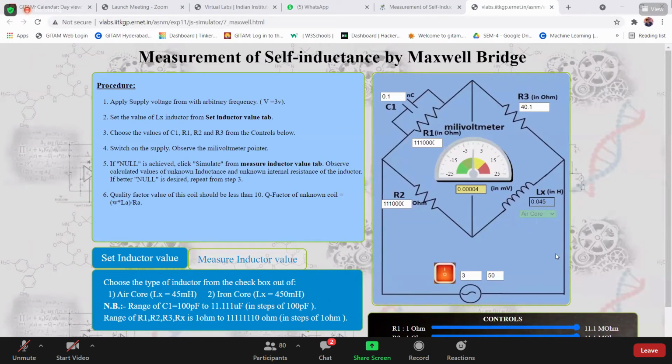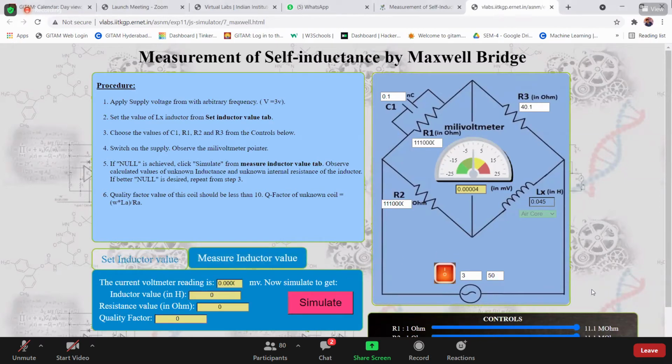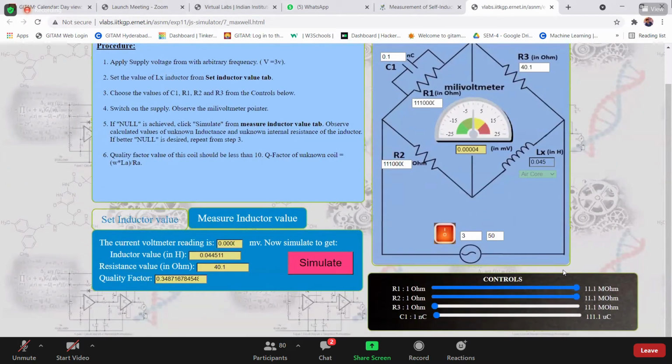Explain about the experiment. Click on the measure inductor value, Babu. What is your name? Shashank, sir. Shashank, click on the simulate. Right. Explain the experiment.